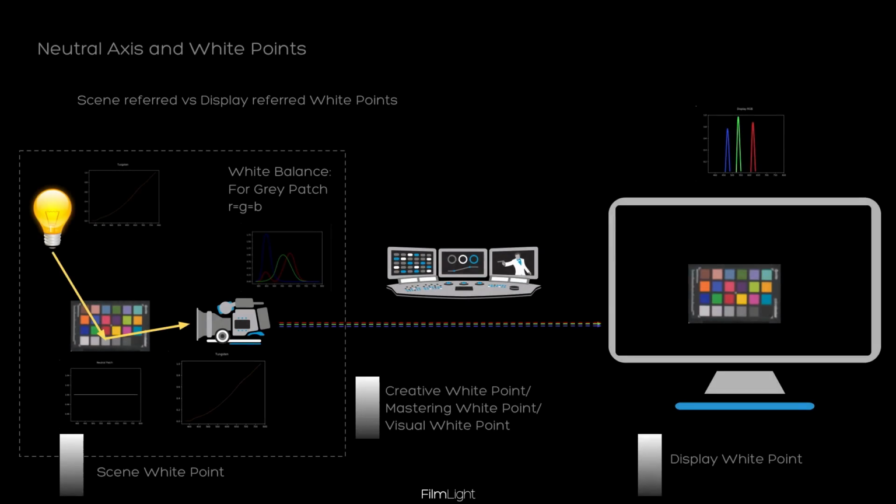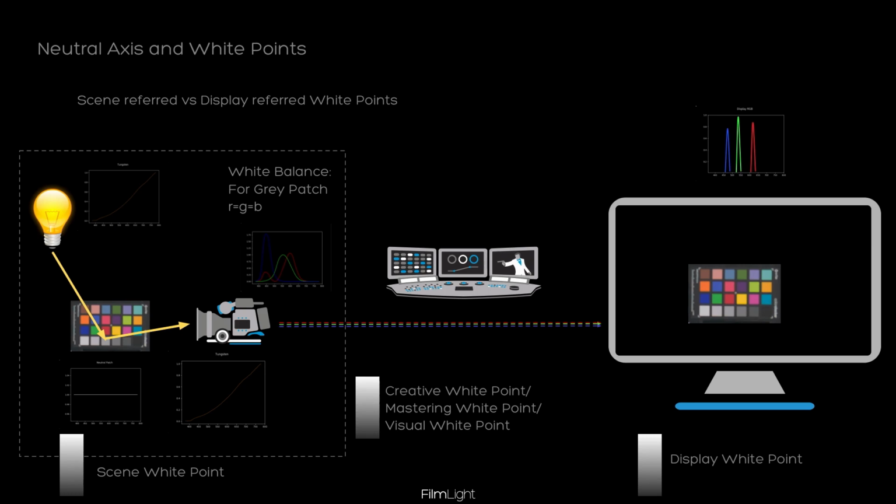To manage all of those various white points, we need a third white point in our pipeline, which is the mastering white point, or creative white point, or sometimes also called the visual white point. From now on, I call it the mastering white point because this is the term in Truelight Colour Spaces. The mastering white point connects the scene-referred neutral axis and the display-referred neutral axis. With this setting, we give the scene-referred neutral axis a visual meaning.